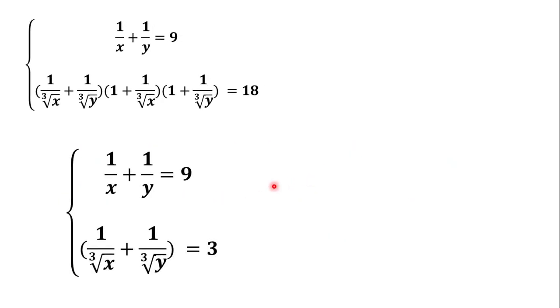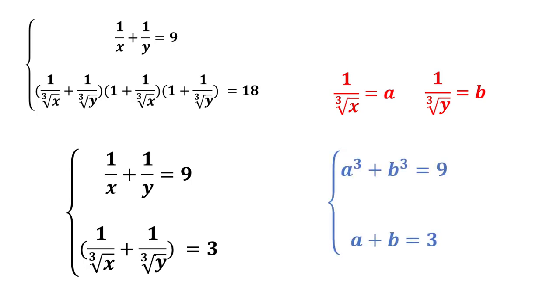For solving this system, we can use the change of variable method. We put a equals 1 over cube root of x and b equals 1 over cube root of y. Also, 1 over x becomes a cube and 1 over y becomes b cube. So this system of equations becomes a cube plus b cube equals 9 and a plus b equals 3.